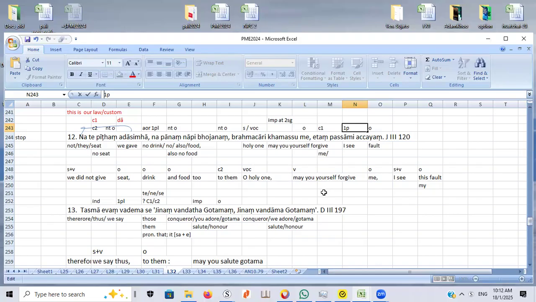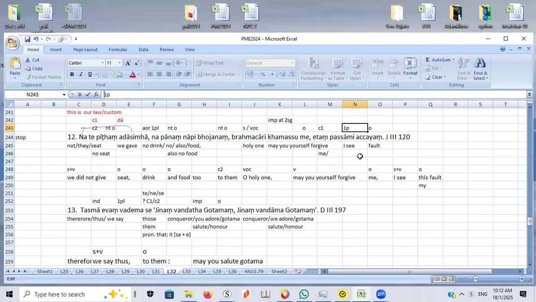So "may you yourself". In this case, the word is forgive, because this is atano pada. I put "yourself" here to indicate atano pada, but in English we don't have to. We say "may you forgive". You don't have to use the word self. This is just to highlight and make sure that you understand atano pada. And then the word "me" is the object. So, may you forgive me.